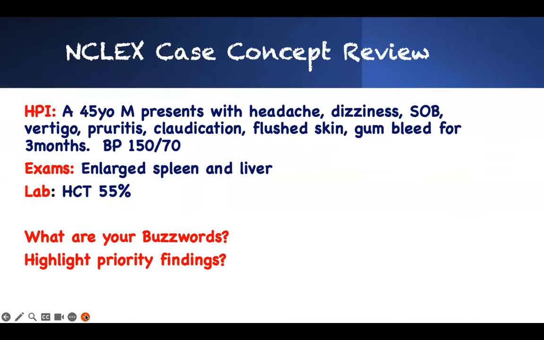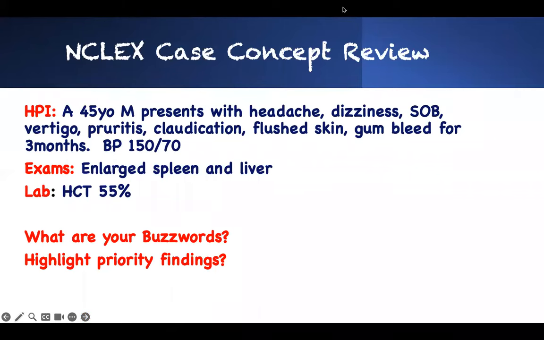First case, a 45-year-old male presents with headache, dizziness, shortness of breath, vertigo, pruritus, claudication, flushed skin, gum bleed for 3 months. Blood pressure 150 over 70, enlarged spleen and liver. Hematocrit 55%. I already gave you the diagnosis in the topic, but this is the way they will present it to you. Very confusing. It crosses multiple diagnoses.